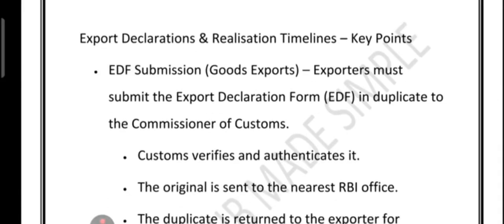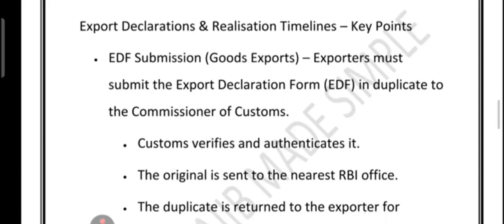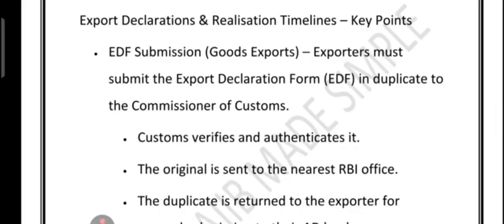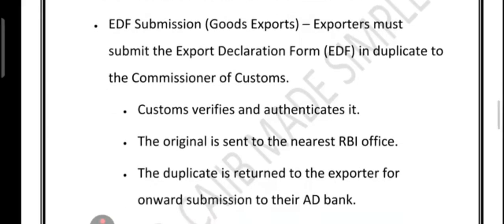Whenever an exporter sends goods outside India, they have to declare it officially. This is done through something called the EDF form, export declaration form. You give this form in duplicate to the customs commissioner. Customs will check and approve it. Then the original copy goes to the nearest RBI office and the duplicate comes back to you so that you can give it to your authorized dealer bank, basically your AD bank. So customs sends one copy to the RBI and one copy is returned to you.